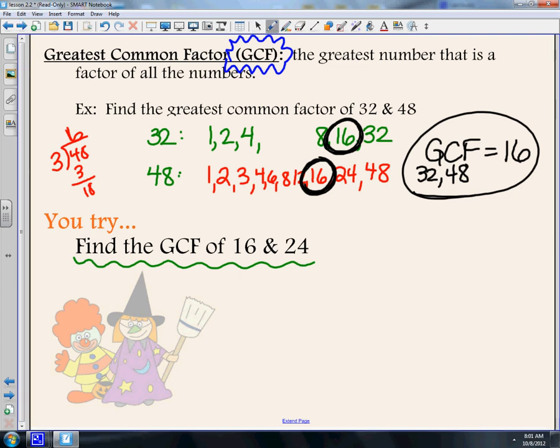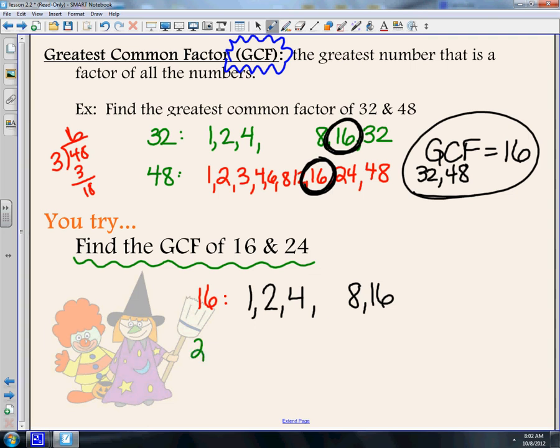All right, so you're going to write out 16. So my factors of 16 are 1 and 16, 2 and 8, 3 does not go into 16, 4 and 4, which I don't want to write twice because you don't need to write two 4s. So 1, 2, 4, 8, 16.